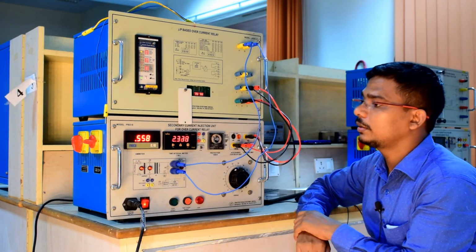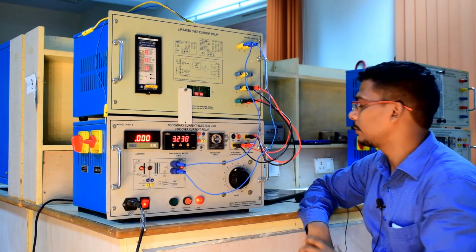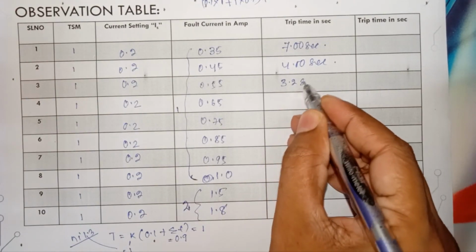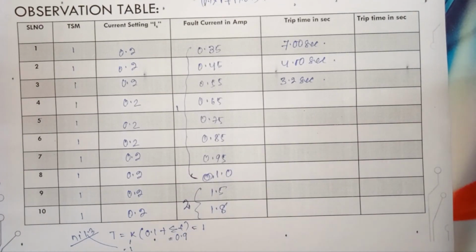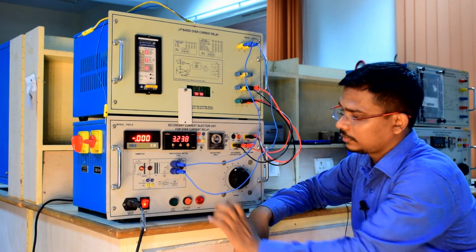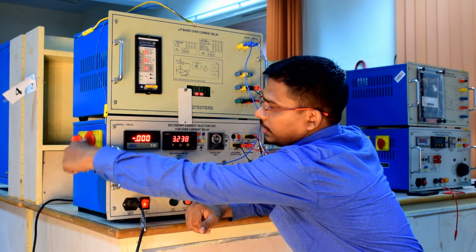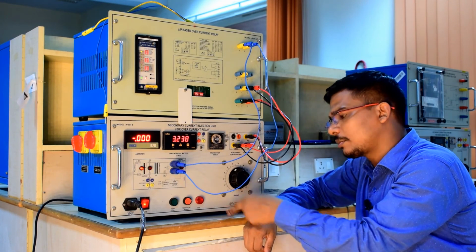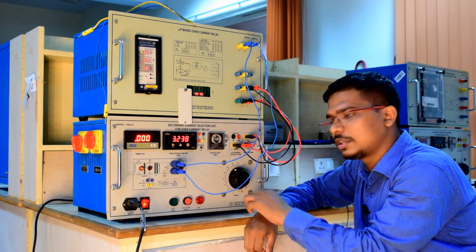Then we turn on S2. We got 3.2 seconds. So this is 3.2 seconds. Next, 0.65. Turn off, change the switch.